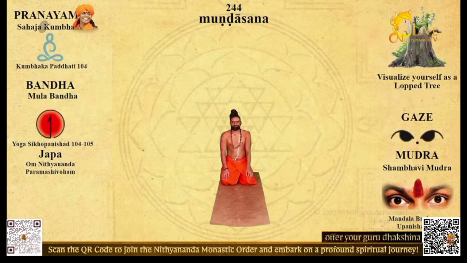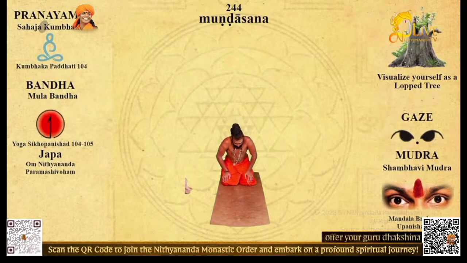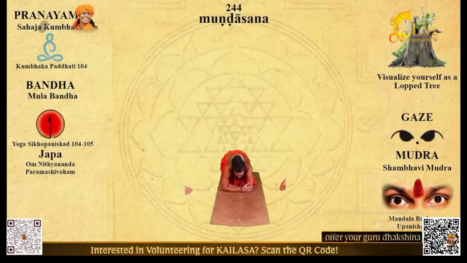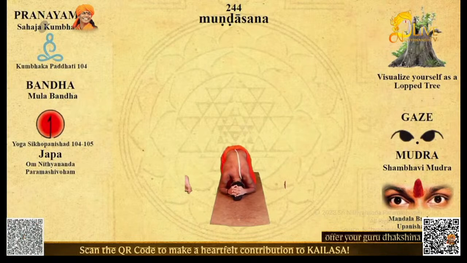The next asana is Mundasana. Now kneel down and place your forearms on the ground, holding on to opposite elbows. Then interlock your fingers and place the crown of your head on the mat, supporting your head with your hands as you raise your hips.